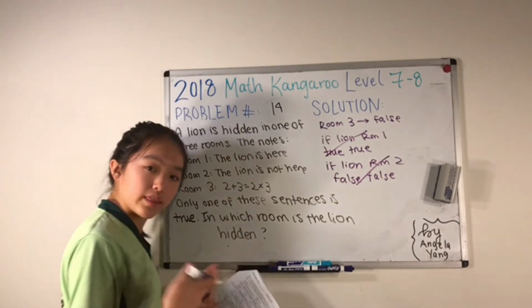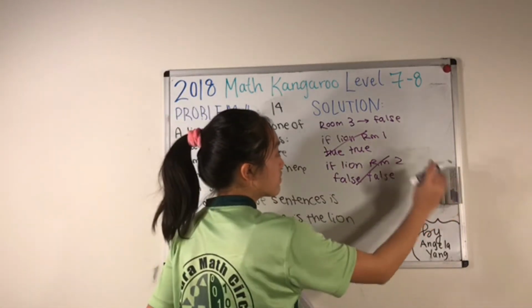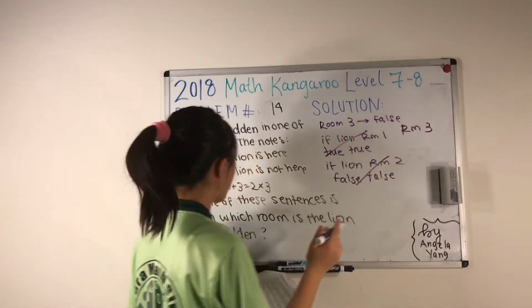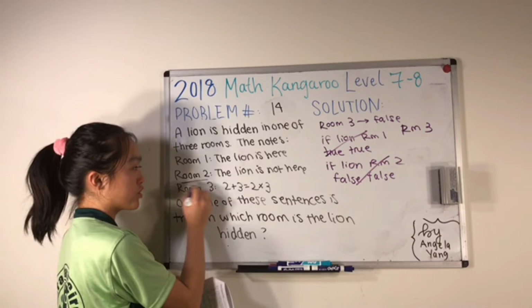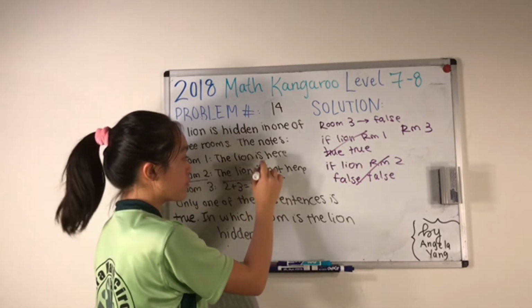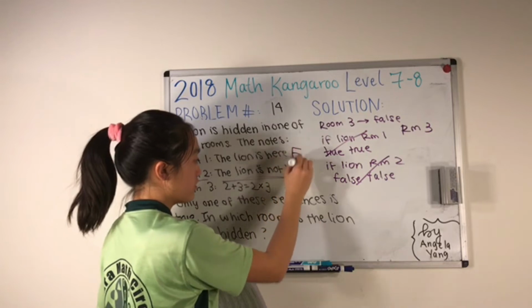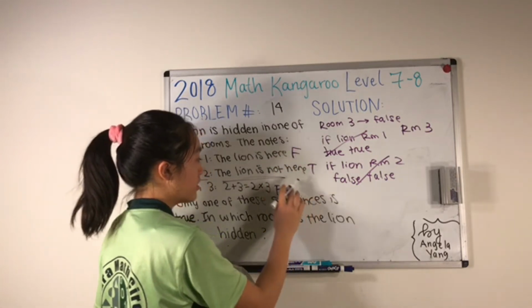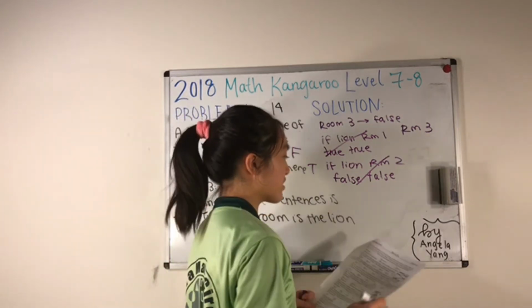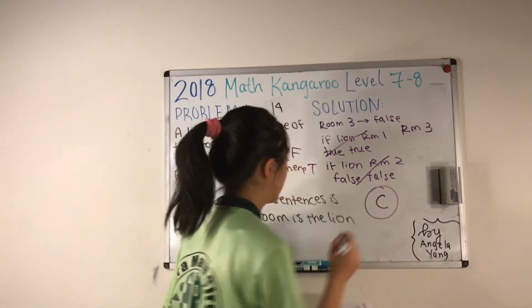But a lot of people don't get this part, so let me explain it. If the lion is in room 3, that means that room 2's note is true. The lion is not here. And room 1's note is false. That means we have 2 false statements and 1 true statement. So the lion is in room 3. And that gives us our answer of letter C.